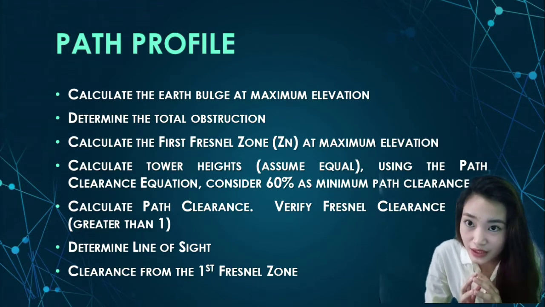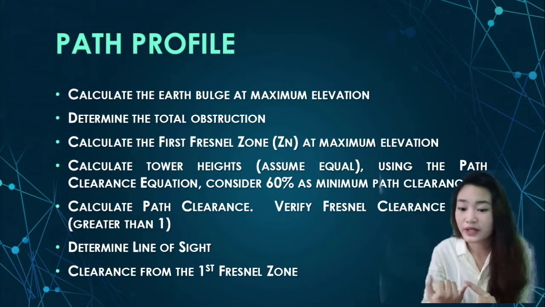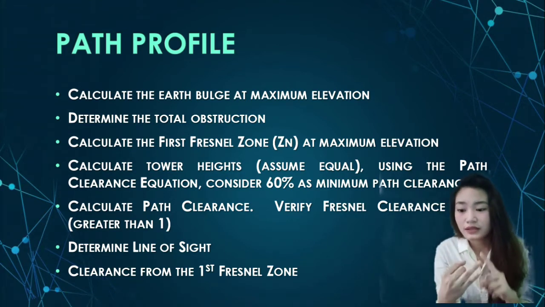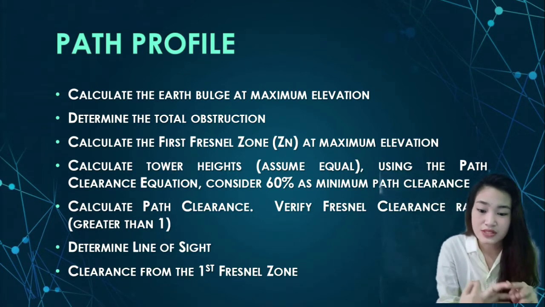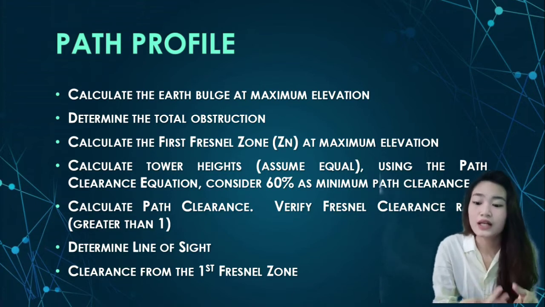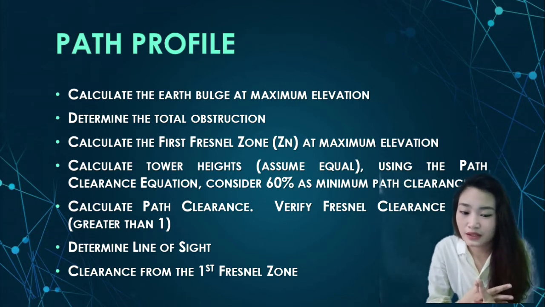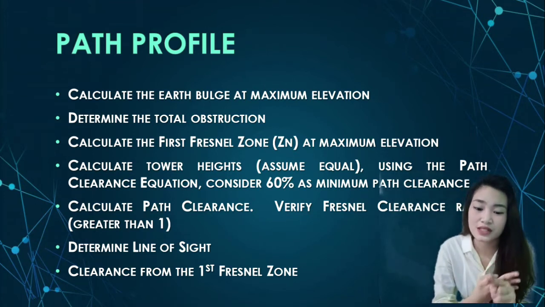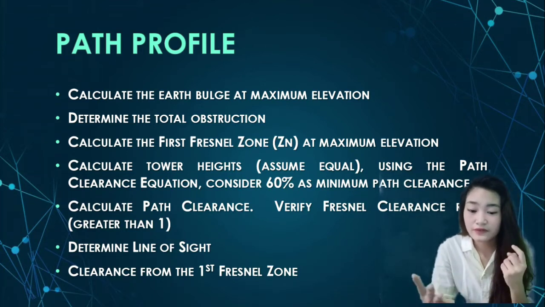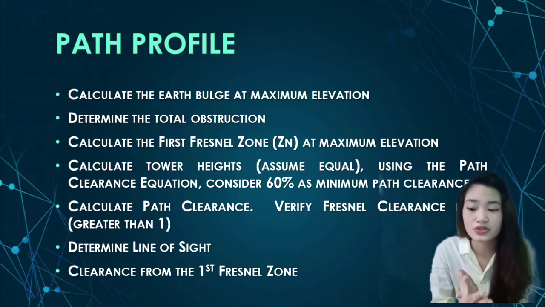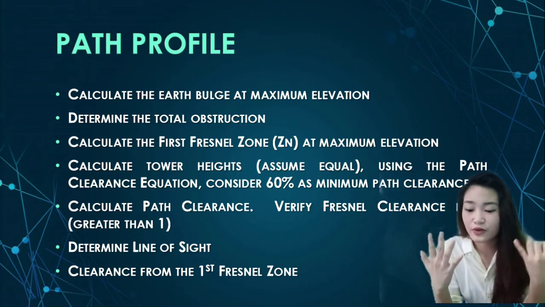These are the steps in making a path profile. Calculate the earth bulge at maximum elevation. Determine the total obstruction. Calculate the first Fresnel zone, or Zn, at maximum elevation. Calculate the tower heights. Assume equal. Using the path clearance equation, consider 60% as minimum path clearance. Calculate path clearance. Verify Fresnel clearance ratio greater than 1. Determine line of sight clearance from the first Fresnel zone.